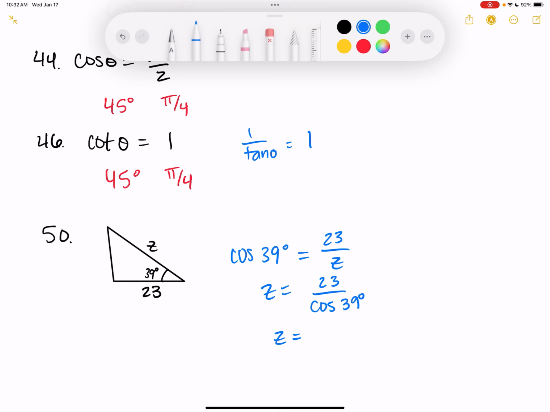How far do you want us to go out with the rounding? I don't know how far they went. Just 1 decimal place is fine. 29.6.